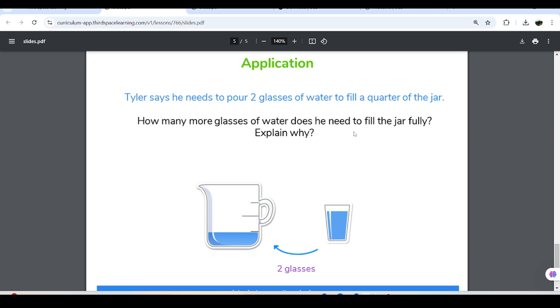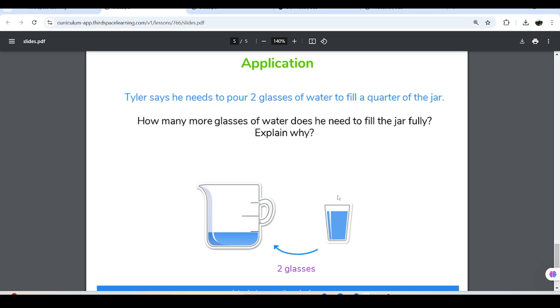He needs to fill the jar fully. That's 2 glasses. Three, four, five. 5 glasses. Are you sure? No, wait. So 2 glasses for the quarter. 4, 6, 8. 8 glasses. Yes, 8 glasses for the whole jar.